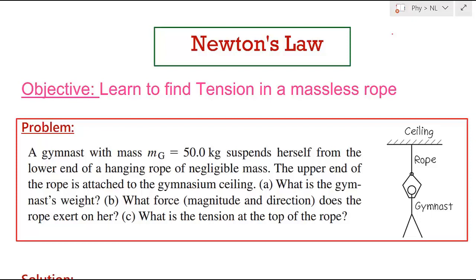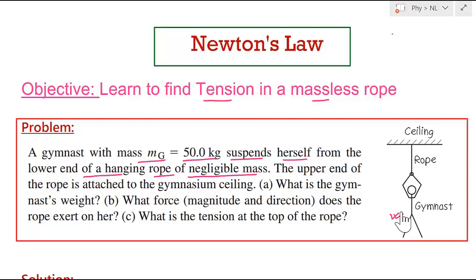So in this session we will learn how to apply Newton's first law, and we will illustrate this using an example. The objective of this session is to learn to find the tension in a massless rope. We will have a massless rope and try to find the tension at different points of it. The problem says a gymnast with mass mg equal to 50 kg suspends herself from the lower end of a hanging rope of negligible mass.